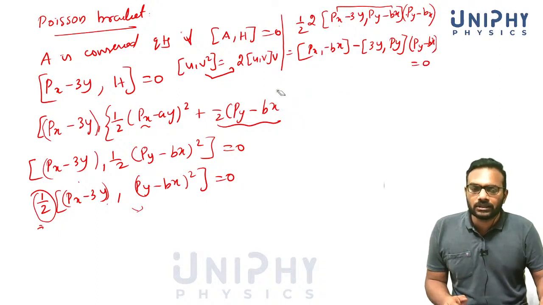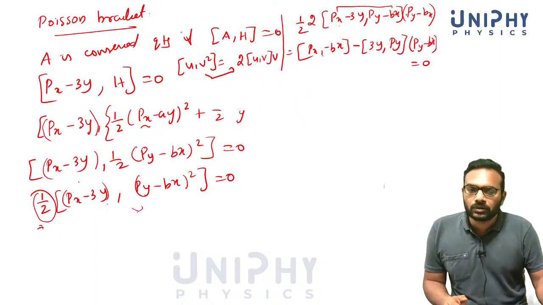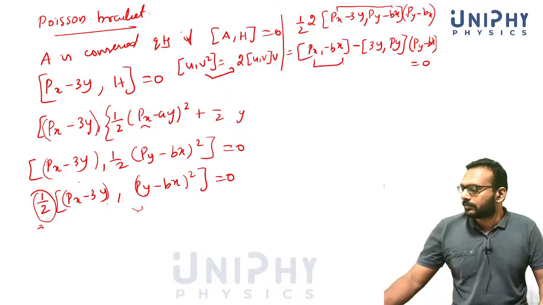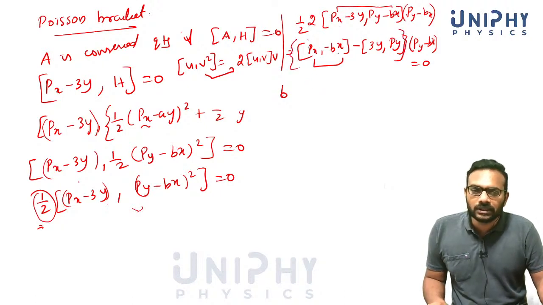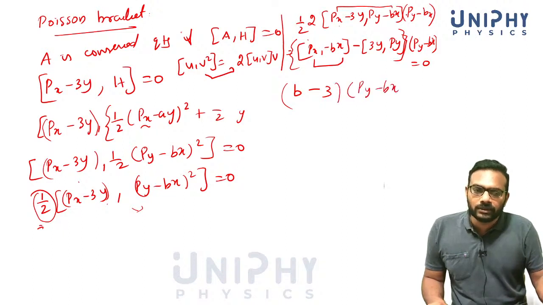This is our equation. Now we know the fundamental Poisson brackets. What is px with x? Px with x is minus 1. We have a minus b there, so this becomes b. And here, 3y with py: y with py is 1. So it's simply b minus 3, multiplied by py minus bx, equal to 0.